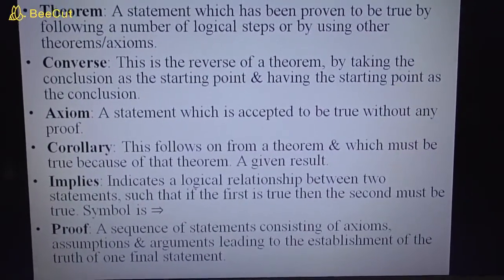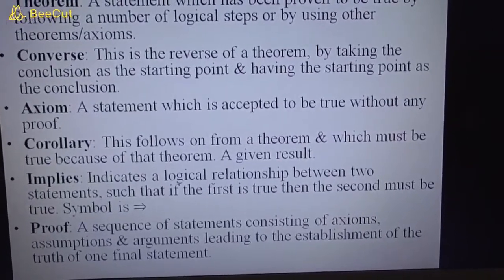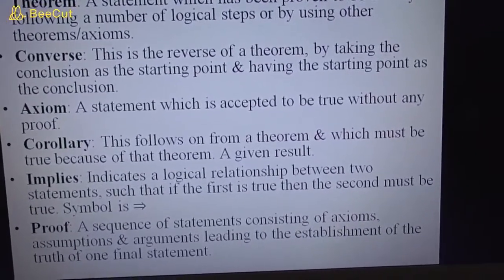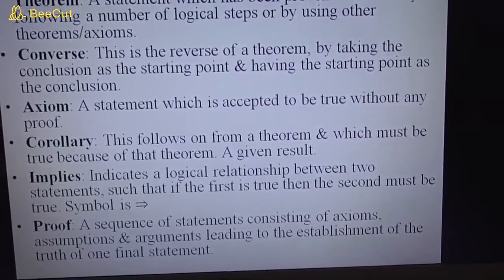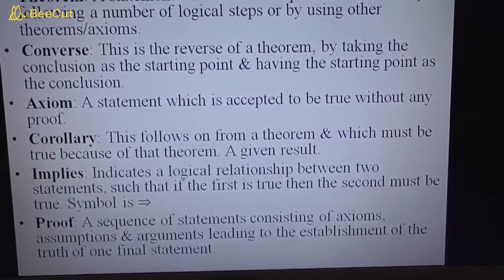An axiom is a statement which you accept to be true without any proof. For example, there is one particular line through which 2 points would lie. You just take that to be true. It's a statement which is taken to be true.